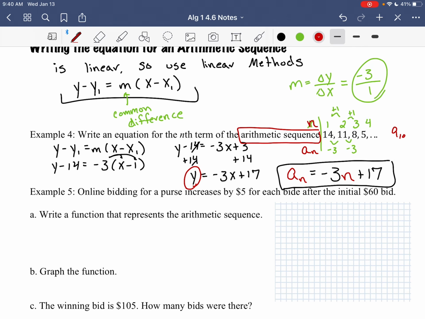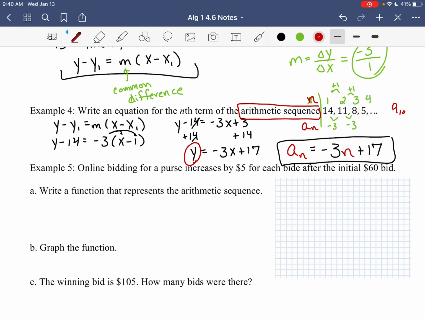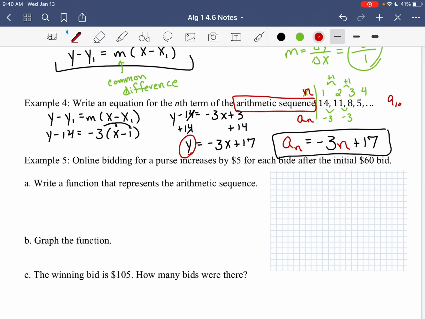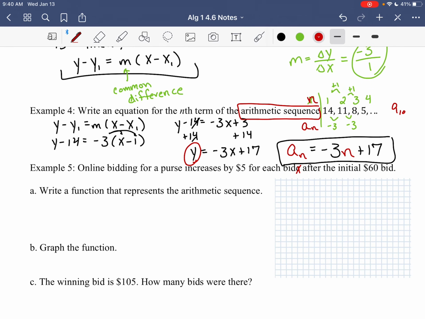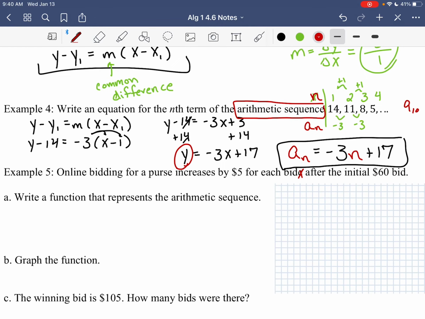All right, so it looks like we have one more example here, example 5. I'm sorry, I hit the mic. Online bidding for a purse increases by $5 for each bid after the initial $60 bid.